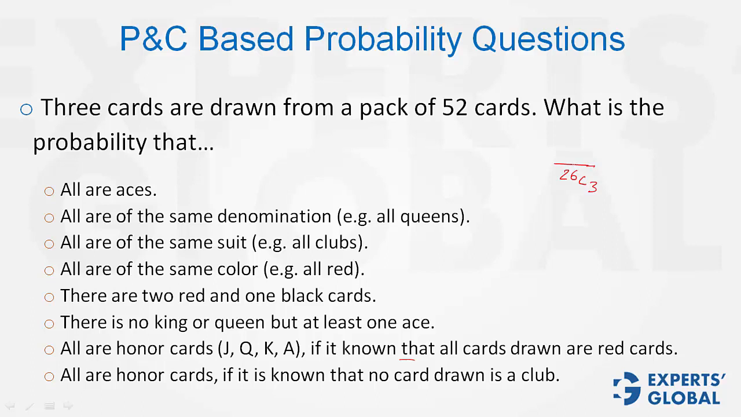Honor cards, in all there are 16 honor cards. Red honor cards would be 8. So the required probability is 8C3 upon 26C3. Look at the last question now.